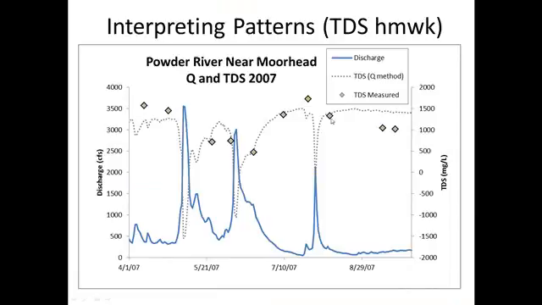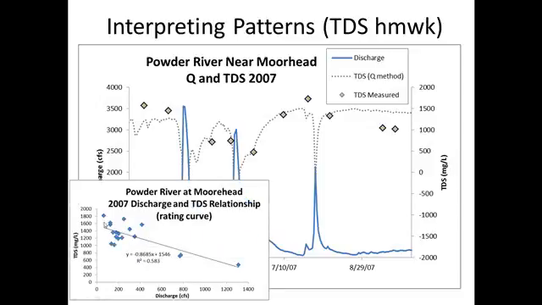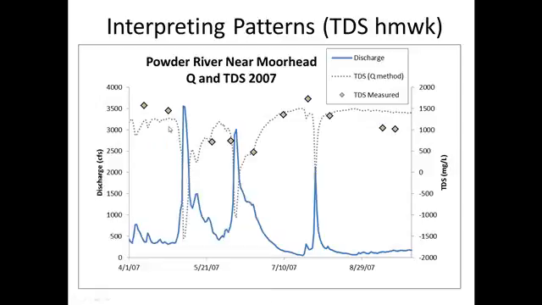So a last piece of installment 1, trying to interpret the time series of both discharge, which is blue line here, returning to the Powder River homework example, the TDS homework, and your pollutant concentration. So what we did for the Powder River, recall, was take these diamonds, which were the TDS measurements, and plot a regression against discharge, and we saw this negative relationship, which is plotted here as this dotted line.